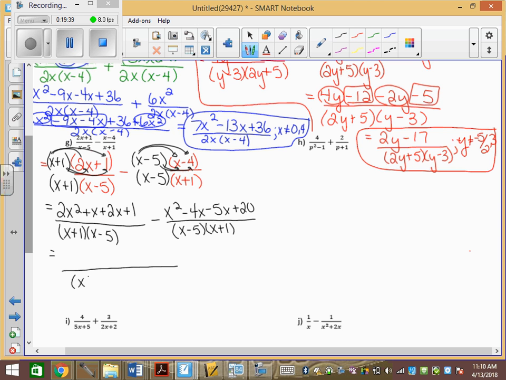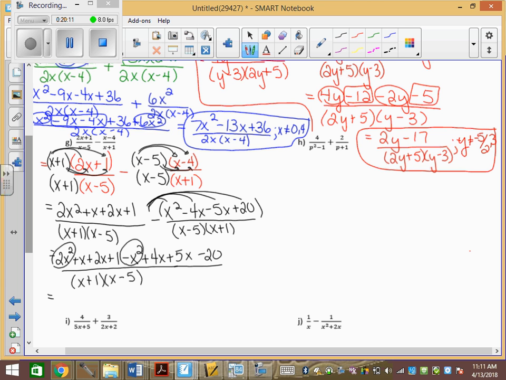Write all of the denominator x plus 1, x minus 5. And we get 2x squared plus x plus 2x plus 1 minus all of these. So it's going to change the sign of every single term, right? Minus x squared plus 4x plus 5x minus 20. And then we're going to collect like terms. 2x squared minus x squared, 1x squared. x plus 2x is 3x. 4x plus 5x is 9x. Let's go plus 12x. Positive 1 minus 20, negative 19, all over x plus 1, x minus 5. x cannot equal negative 1 or 5.